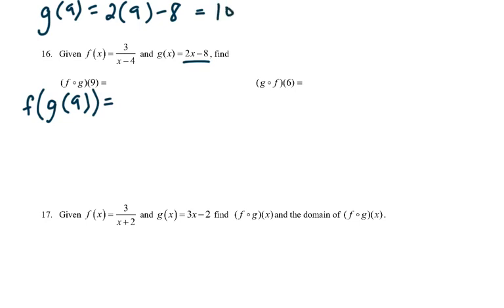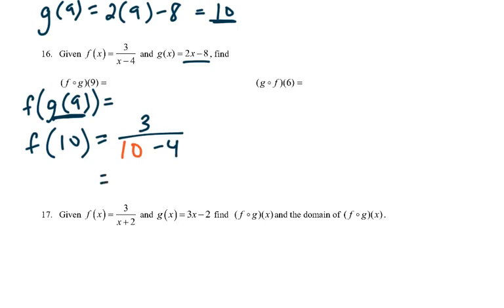So what this means is that what I'm actually finding is f of 10. Because I found out what is g of 9 equal to. It's equal to 10. So I substitute 10 into my function f and then evaluate. So this is 3 over 10 minus 4. That's going to be 3 over 6, which simplifies down to 1/2. So f of g of 9 is equal to 1/2.